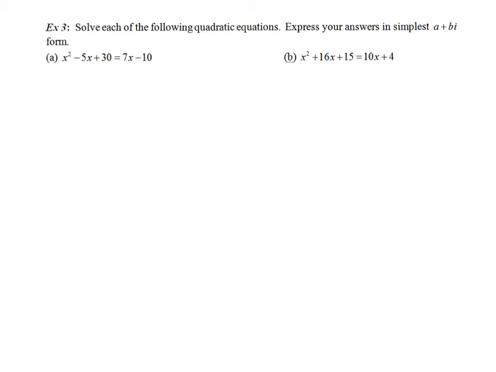So let's look at the example on the left side. X squared minus 5x plus 30 equals 7x minus 10. Now this is quadratic because it starts with an x squared, but we have to write it in standard form first. So I'm going to subtract 7x from both sides of the equation, and I'm also going to add 10 to both sides of the equation. So in doing this, I'm getting x squared minus 12x plus 40 equals 0.